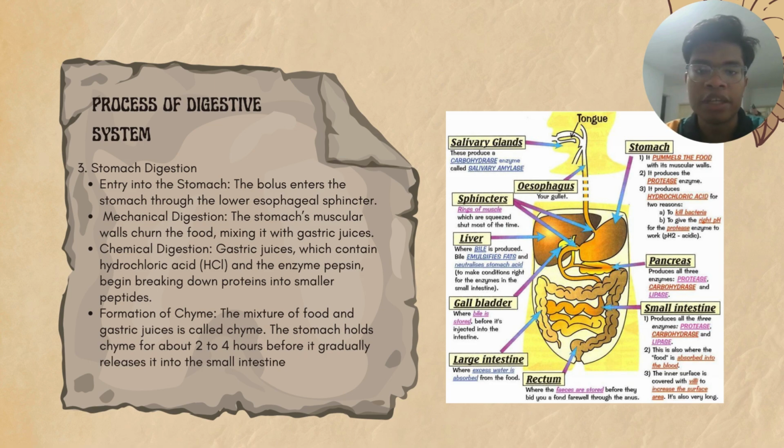The stomach pH value is 2 to 3. Formation of chyme. The mixture of food and gastric juice is called chyme. The stomach holds the chyme for about 2 to 4 hours before it gradually releases it into the small intestine.